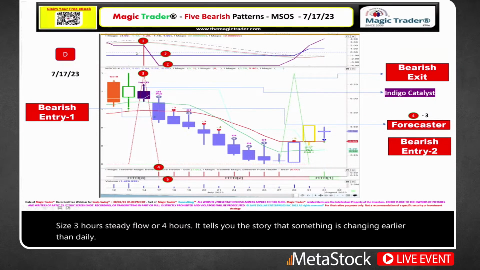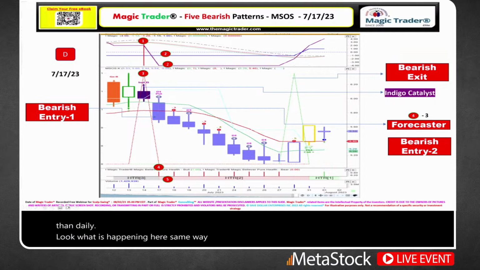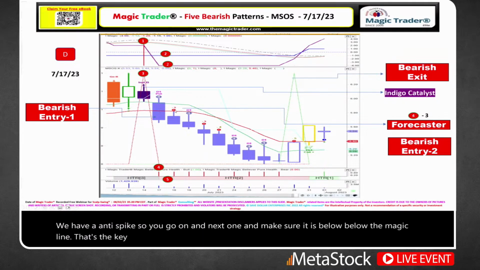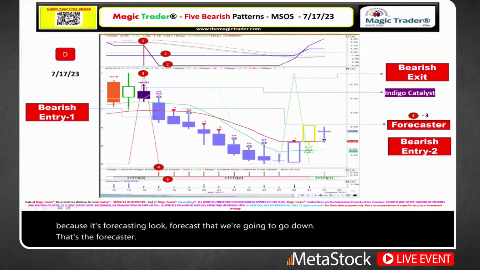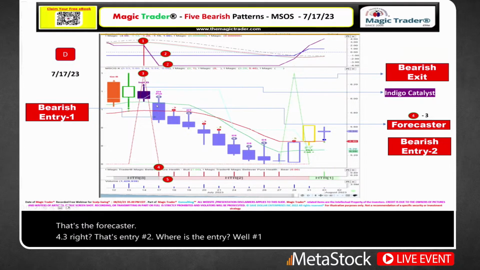So look what is happening here. Same way, bearish entry, number one, parallel lines below zero, spike, we have an entry spike. So you go on the next one and make sure it is below the magic line. That's the key. And then you could enter here, enter many places here, because it's forecasting. Look, forecasted we're going to go down. That's the forecaster. 4.3, right? That's the entry number 2. Where is the entry number 1? Here is the entry number 1, which is right here on the side.